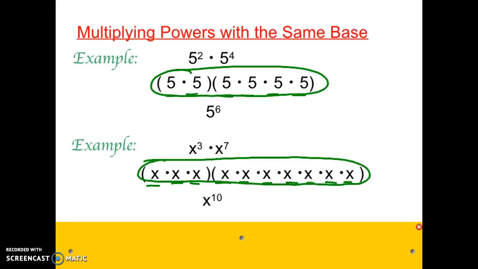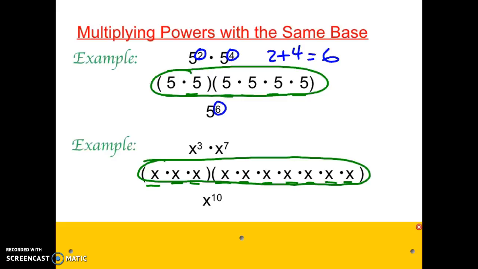Now, some people wisely know there's a shortcut to this. If we go back to our first example with the 5 squared times 5 to the 4th, if we look at the exponents, the 2 and the 4, if we take the 2 and the 4 and we add them together, we're going to get 6. Notice the answer was 5 raised to the 6th.